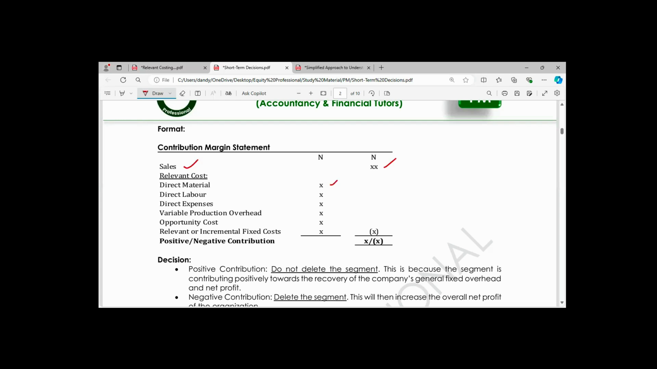What is the direct material, direct labor, direct expenses, variable production overhead, opportunity cost. If there's going to be any selling expenses, provided it's a relevant cost, you need to consider that. Again, you need to consider any direct, attributable, specific, or incremental fixed costs that you have in the question for the segment. So you add up all the relevant costs, less the relevant costs from the sales. Whatever you have could be positive or negative contribution.